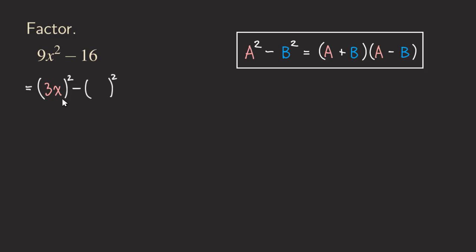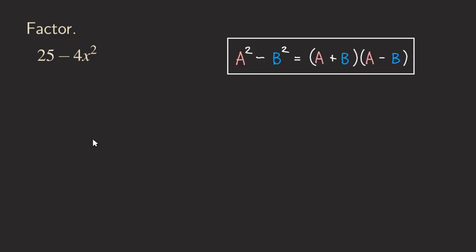So a is 3x, and now we just need to figure out the b. Something squared will give us 16, so we put the 4 here because 4 squared gives us 16. Now that we have a and b, we can write down the answer. Again, we have two binomials, one with a plus sign in the middle, the other with a minus sign in the middle. The first spot is a, so 3x, and also 3x here. And what about the b? The b would just be the 4, so we get 4 here and 4 here. So our final answer is the quantity 3x plus 4 times the quantity 3x minus 4. Now we are done, and let's look at the next example.